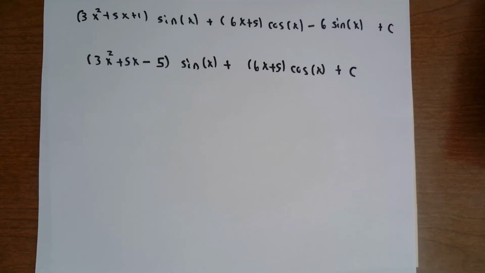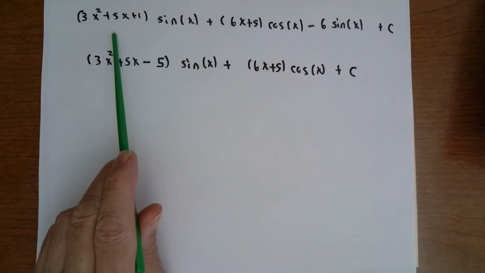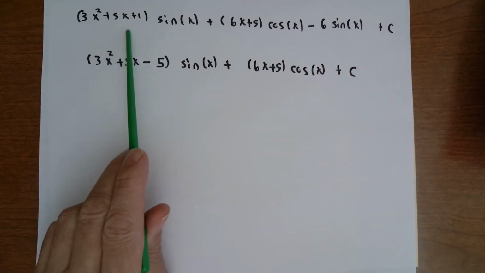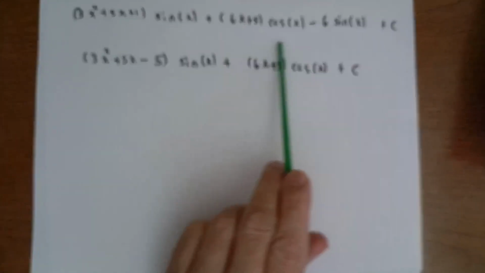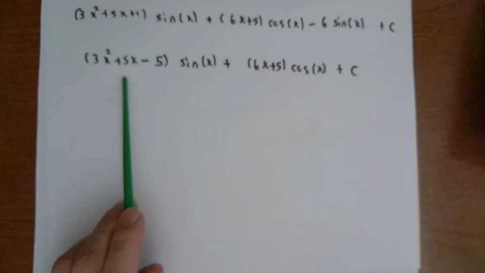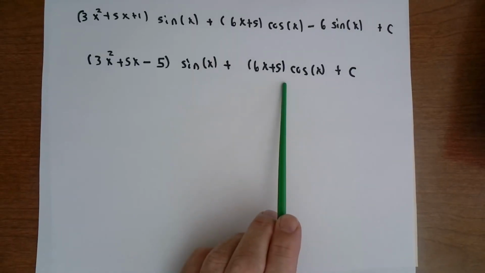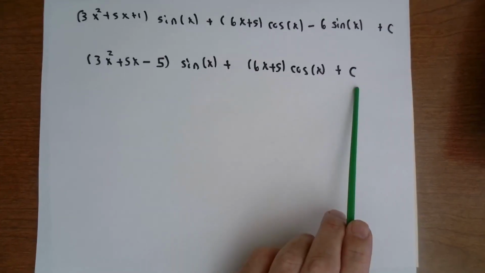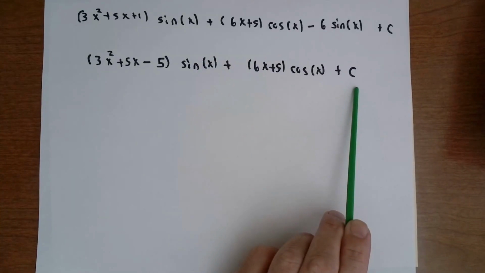If I group together the terms that have a factor of sine x, I will have 3x squared plus 5x plus 1 minus 6 multiplied by sine x. That is to say, 3x squared plus 5x minus 5 sine x, the 6x plus 5 cosine x term, and then the constant of integration.